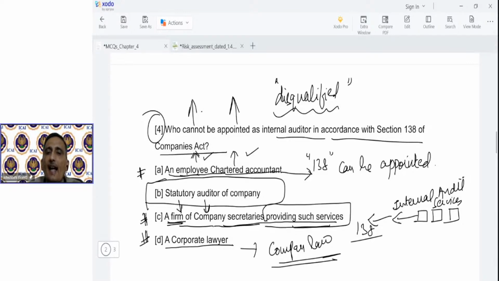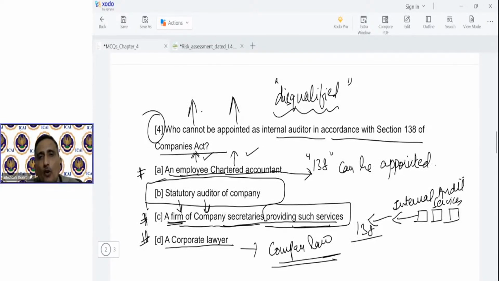This is the elimination round. However, a student who knows can immediately tick, can immediately encircle statutory auditor, because he knows that a statutory auditor cannot be an internal auditor. Why? Because there would be a conflict of interest, and the statutory auditor is specifically barred under the Companies Act from providing internal audit services to a company. So if you do not know the answer directly, you can go by the elimination round also, the longer route.